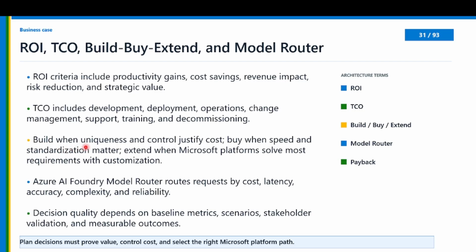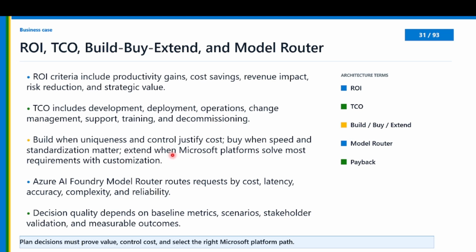Then build when uniqueness and control justify cost. Make sure you build when you need a custom agent, when you want to implement a custom workflow and there's no way you can buy or extend one that is already available. You need a custom model. So you should build when uniqueness and control justify cost. When the company can afford it, build. Buy when speed and standardization matter. When you need something that will work faster, that will start working now, and it's a simple task, you should buy. When latency and standardization matter, buy an agent.